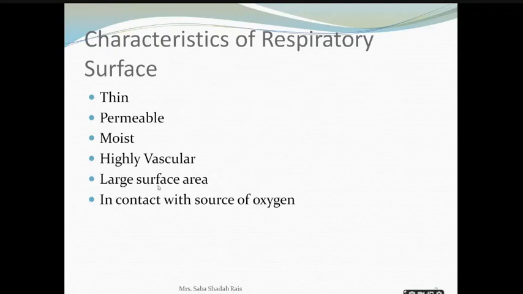Then it must be in contact with the source of oxygen. Contact with the source of oxygen is the most important point, because if the respiratory organ does not have any opening to the source, from where will it get the oxygen? So it must be in contact with the air or water, depending on the type of animal.